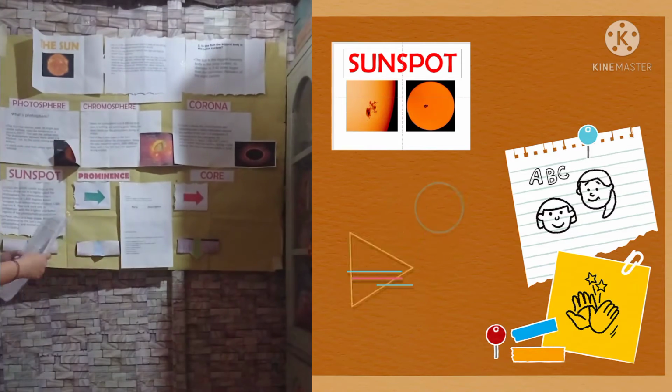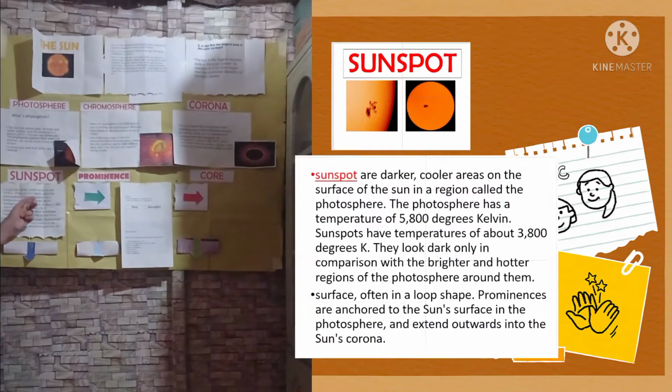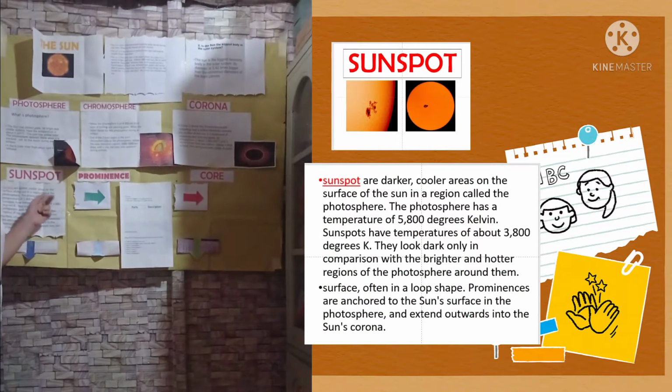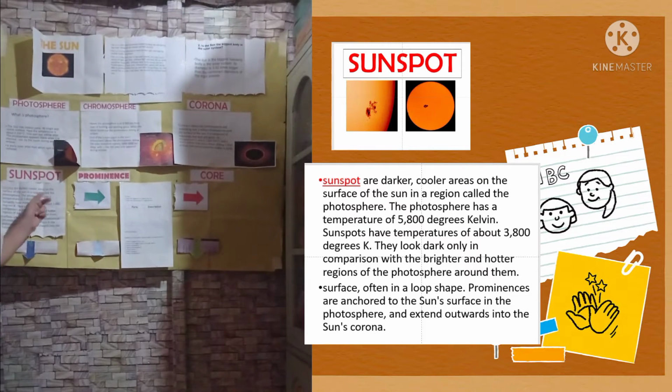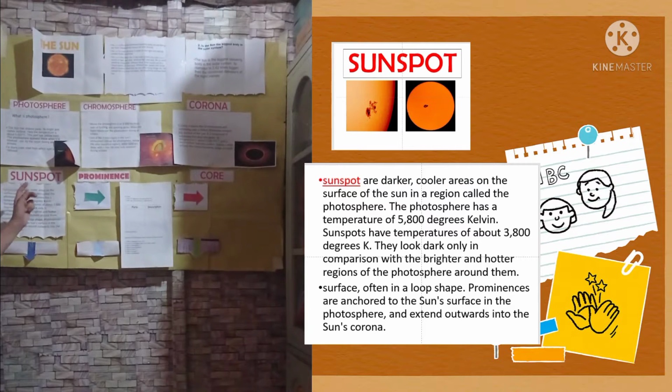How about the sunspot? Sunspots are darker, cooler areas on the surface of the sun in a region called the photosphere. The photosphere has a temperature of 5,800 degrees Kelvin. Sunspots have temperatures of about 3,800 degrees Kelvin. They look dark only in comparison with the brighter and hotter regions of the photosphere around them.